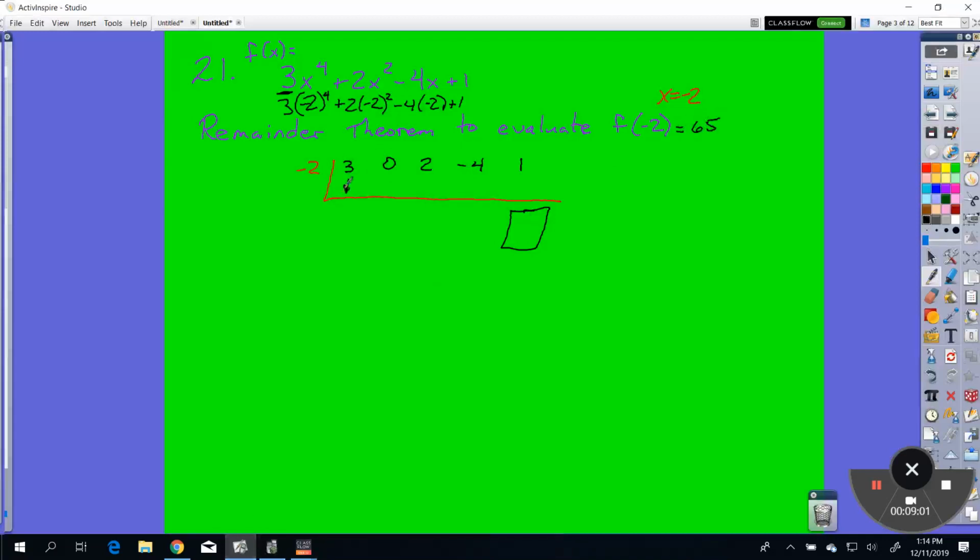So if I were to do synthetic division, I should get the same thing. -2 times 3 is -6. 0 plus -6 is -6. -2 times -6 is 12. 12 plus 2 is 14. -2 times 14 is -28. -28 plus -4 is -32. -2 times -32 is a positive 64. Plus 1 makes 65. So that's what it says when you're doing the remainder theorem to evaluate this. This is saying when x equals -2, what does y equal? Well, y equals 65. And you can get that answer both ways that I showed you. Plug it in the calculator, or you can do synthetic division.